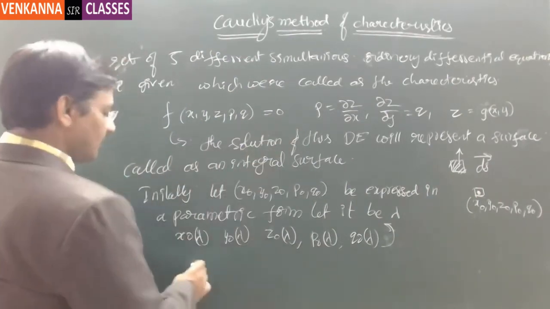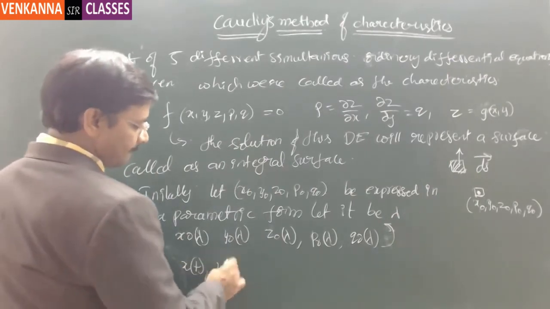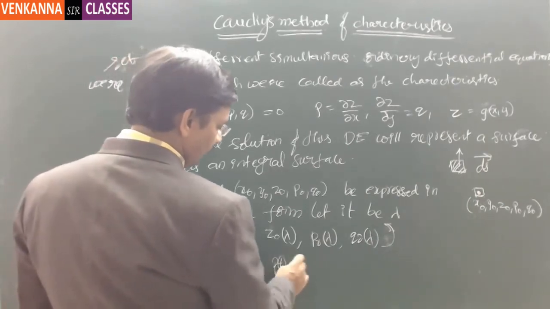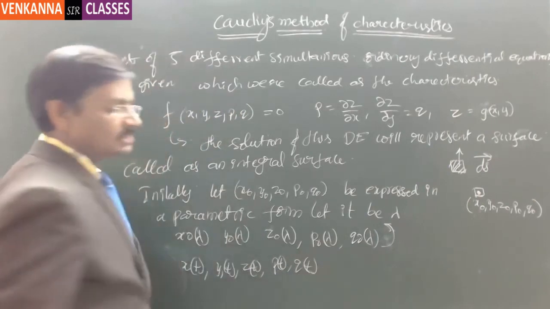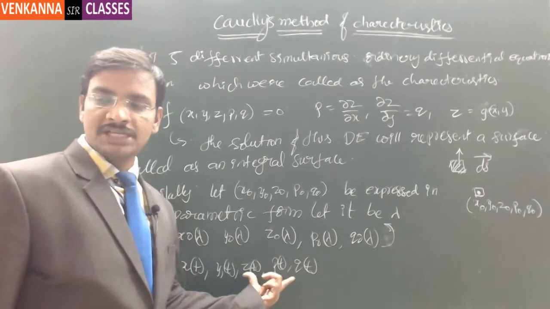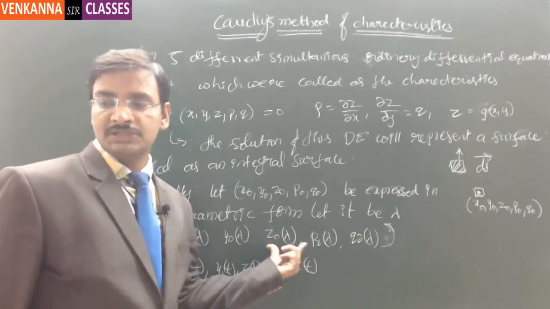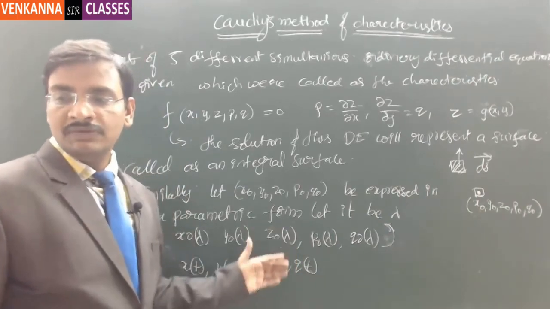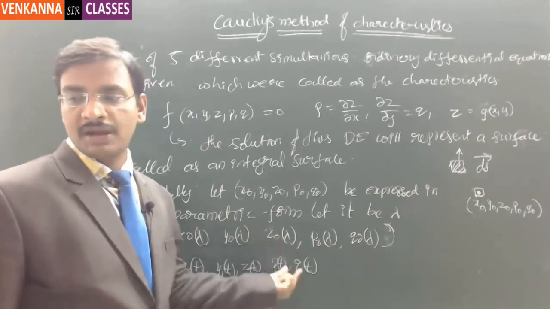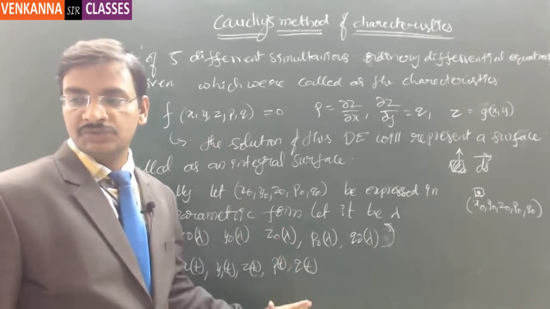Where the parameters are ideally x of t, y of t, z of t, p of t, q of t. Now, this is the original parametric form, which is nothing but the general solution. The general solution is expressed in terms of t, and the initial condition of the general solution is expressed in terms of lambda. Finally, with the help of this differential equation, we will try to eliminate lambda and t to get the solution of this particular differential equation. That is the methodology which we are going to use.